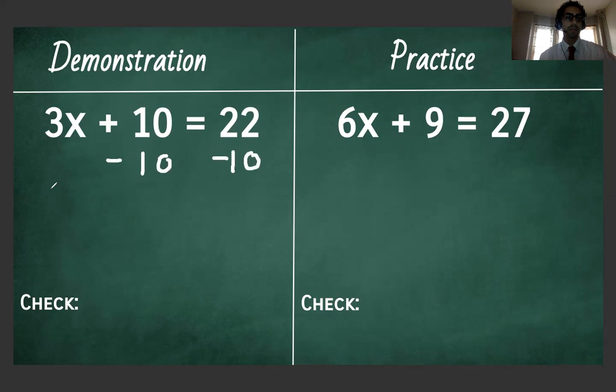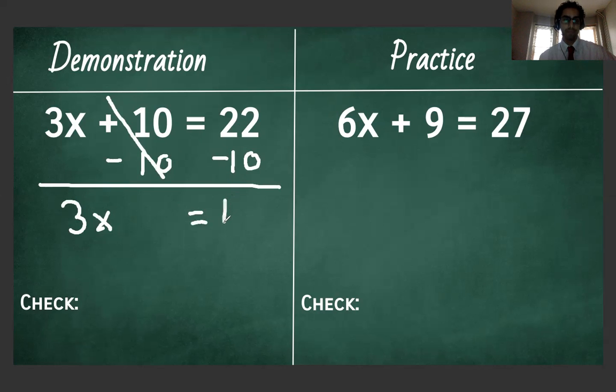Let's see what happens here. Okay, so if I have a 10 and a 10, these end up doing what? Canceling out. So on this side, I just have what? That's right, 3x equals, and what do I get when I do 22 minus 10? 12. So now I have 3x equals 12.